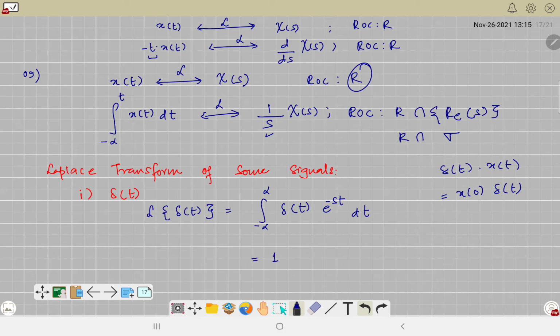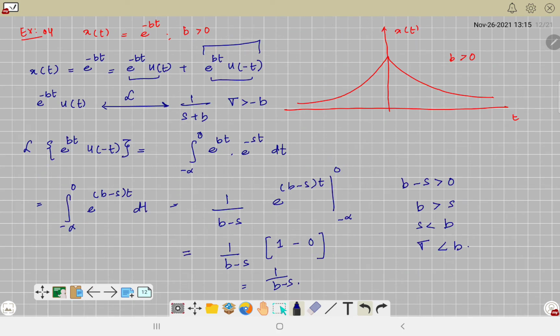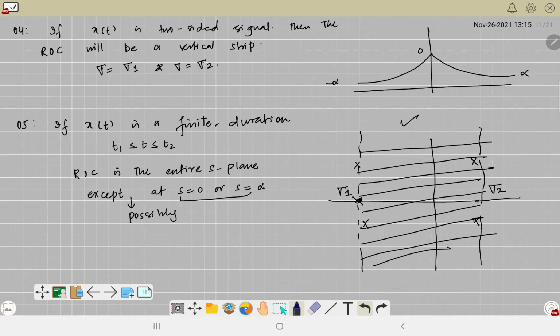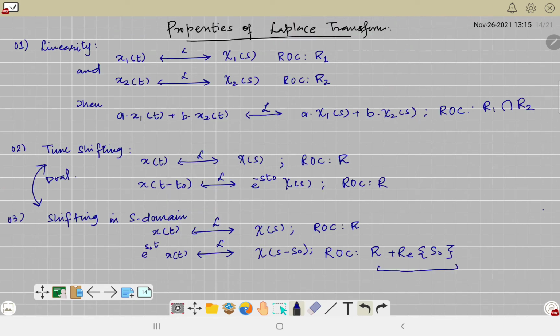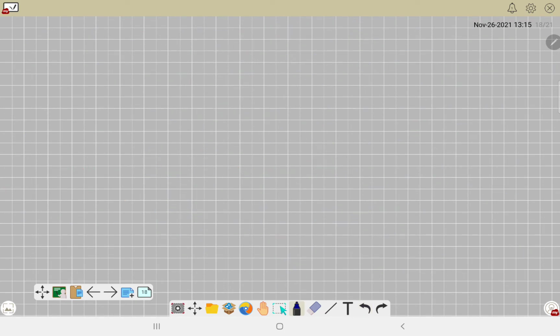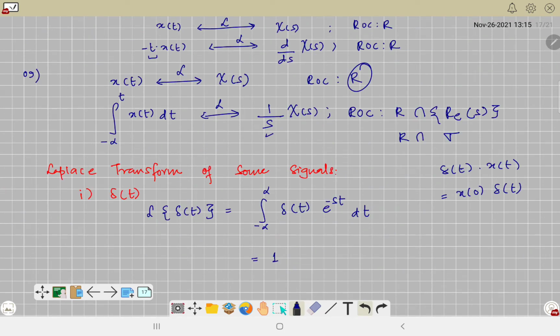ये तो हो गया expression, that's fine, but we are also interested in the region of convergence, जिसके लिए we'll go back to that property. If it is a finite duration, then the ROC is the entire plane. ठीक है, अब ये एक typically ऐसा signal है, it has finite duration because it is defined for one instant of time. तो इसका जो ROC होगा, it is the entire s plane. Fine.